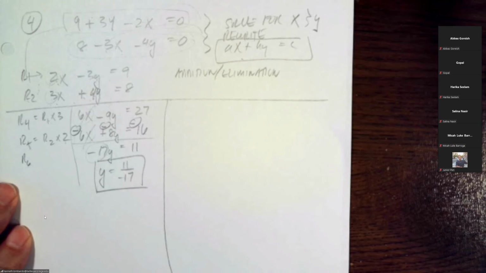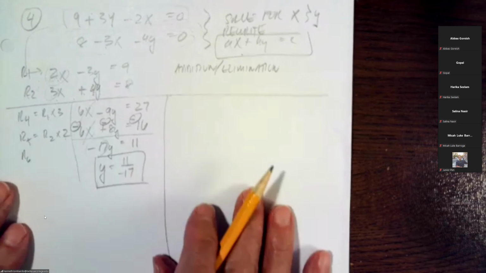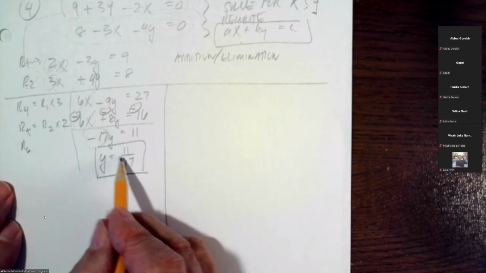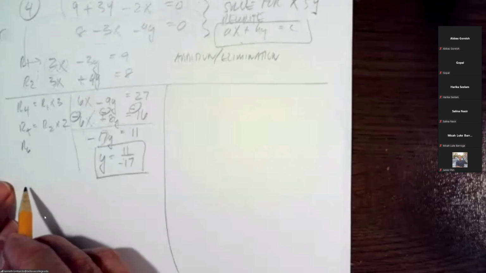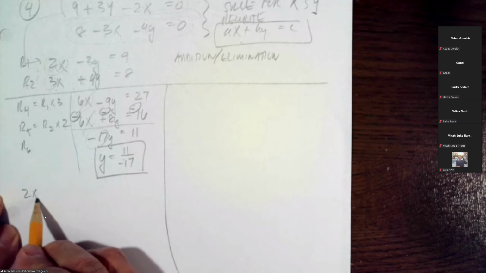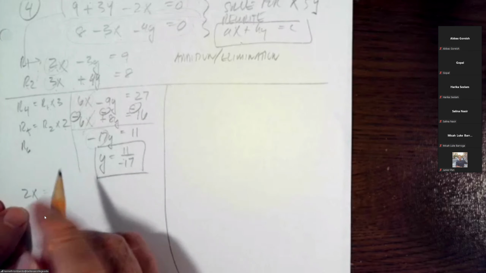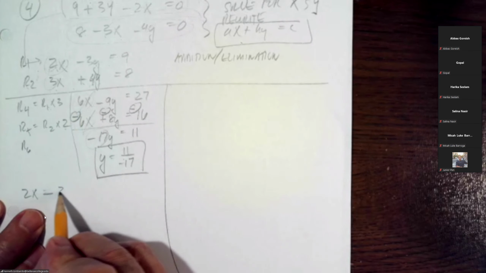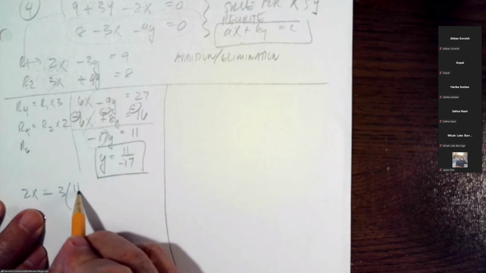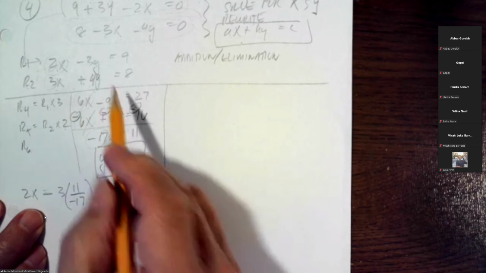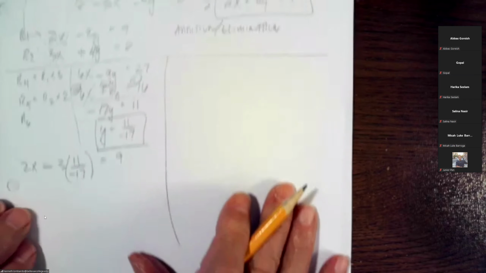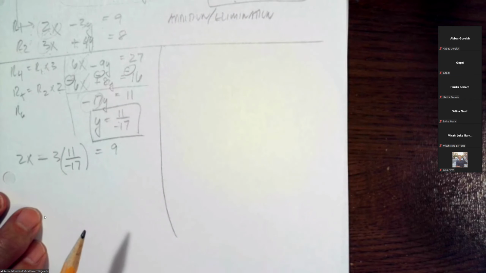Okay, y equals -17. And then we want to be able to go back and solve for x. So if we want to solve for x, we could substitute y in one of the above equations. So if we take row 1, that was 2x minus 3y, and y is 11 over -17, and that's equal to 9. And we want to solve that for x.